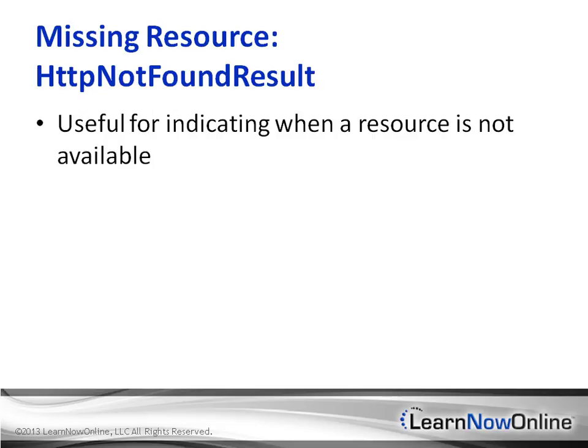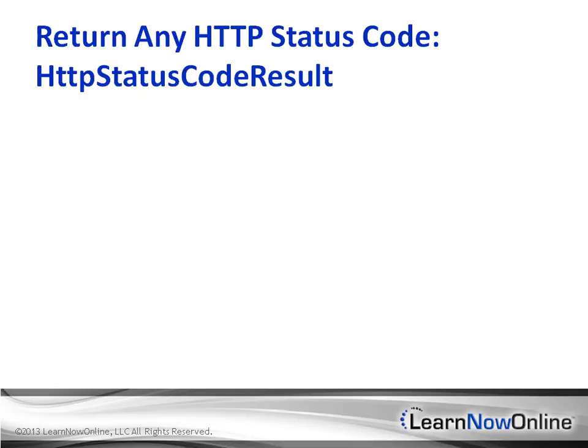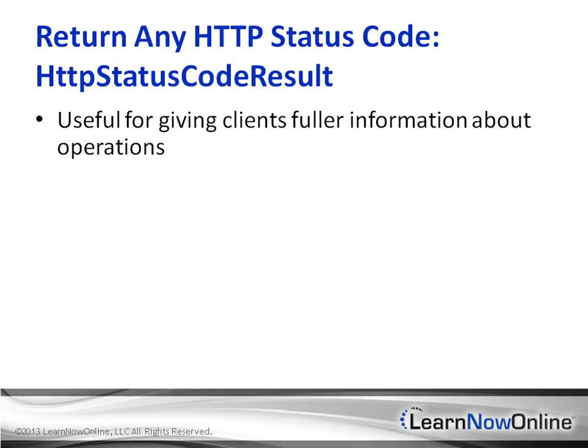But it turns out that you can actually return almost any kind of HTTP status code result that you want. So whether you have a deleted record or your ID is out of bounds or any other kind of situation, you can return any HTTP status code that you want so that the client knows what happened. This is very useful for giving clients more detailed information about what happened in your operation.